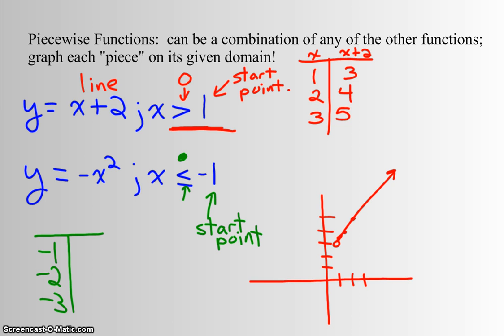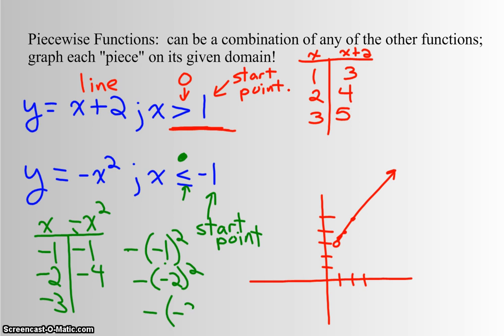When x is negative 1, I'm going to have negative of whatever x squared is. So I've got a negative of negative 1 squared, which is negative 1. When x is negative 2, I have a negative of whatever negative 2 squared is. So I get negative 4. When x is negative 3, I'm going to get a negative of negative 3 squared. So I'm going to get negative 9.